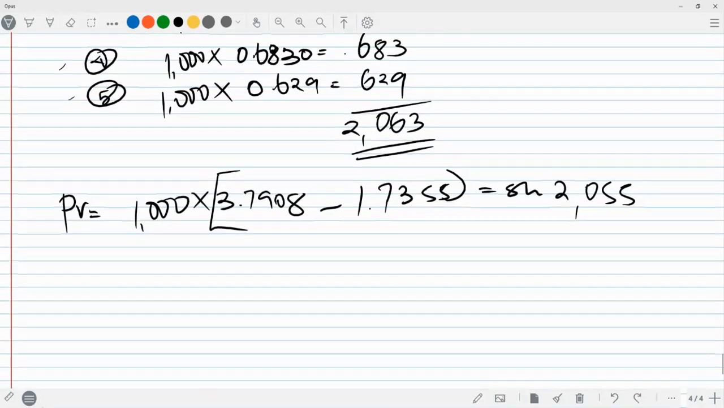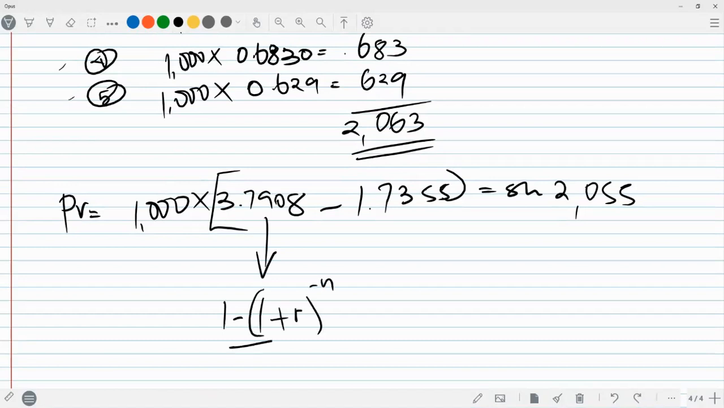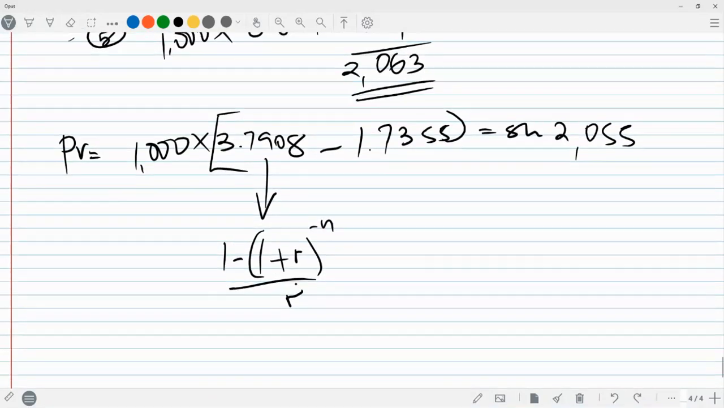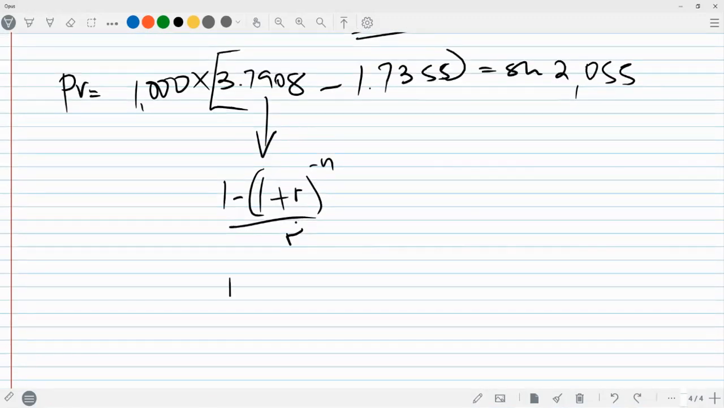This is from the formula: 1 minus (1 plus r) to the power of negative n, divided by r. Don't forget, this is where you got it from. So we assumed, what if you get this 1,000 for the entire 5 years, every year for the next 5 years? It'll be equal to 1 minus 1.1 to the power of negative 5, over 0.1.